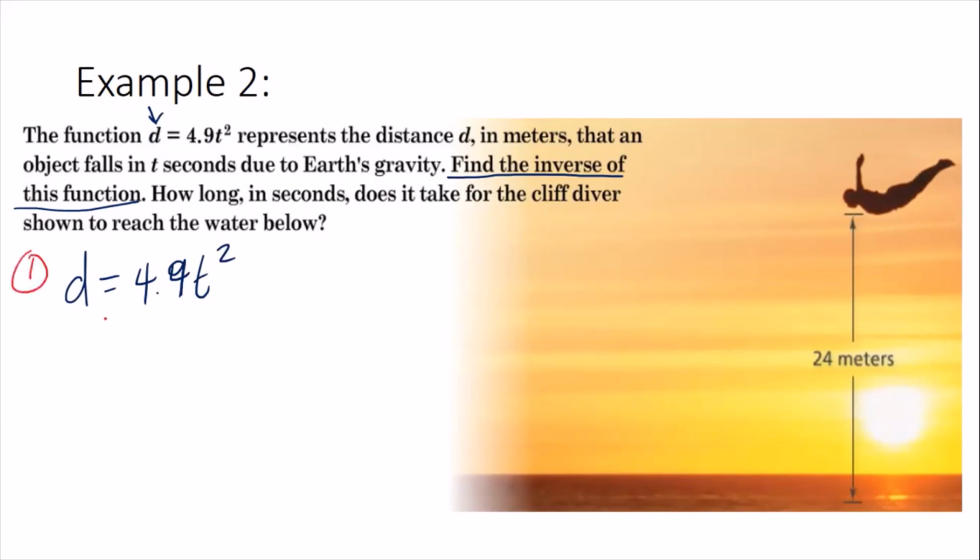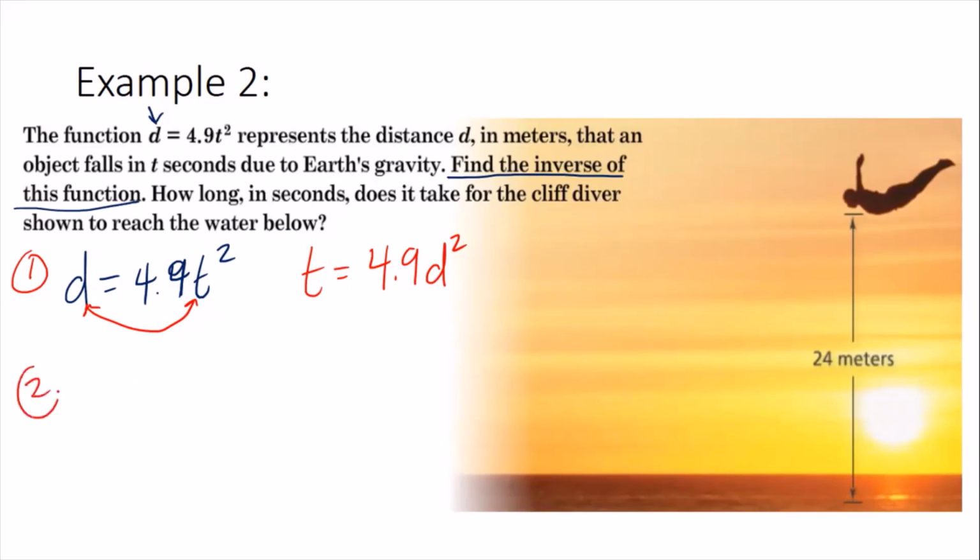Step 1 tells us to switch our independent and dependent variable. So when we switch them, we end up with t equals 4 9/10 d squared. So we switched our independent and dependent variables. How do you feel about the switch?